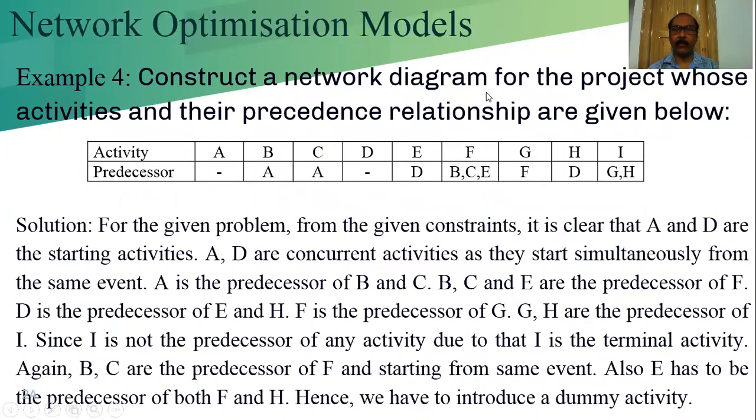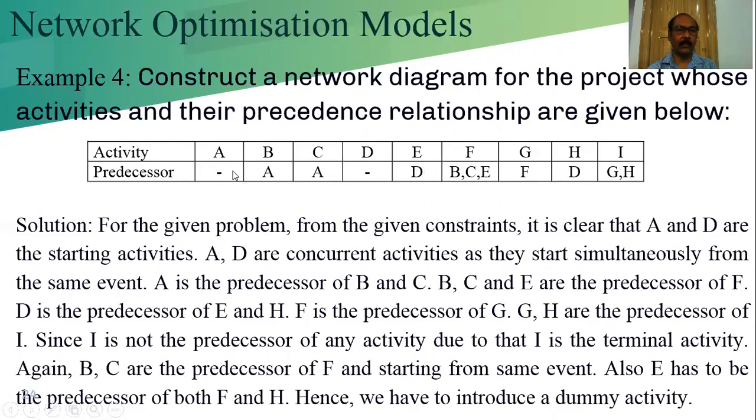Construct a network diagram for the project whose activities and their precedence relationships are given below. There is another problem we are considering, and the activities and the predecessor relations are given. Solution for the given problem: from the given constraints, it is clear that A and D, these two, are the starting activities.